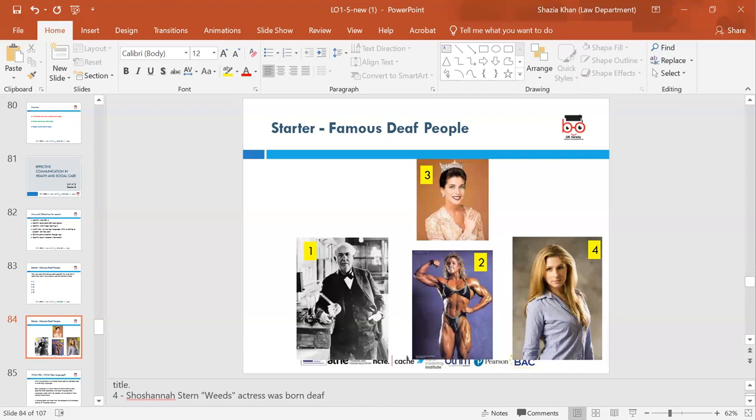And there are different examples of people like Eric Clapton, Marlee Matlin. These are people that are deaf within the industry, actresses and actors that are deaf, and also singers as well.